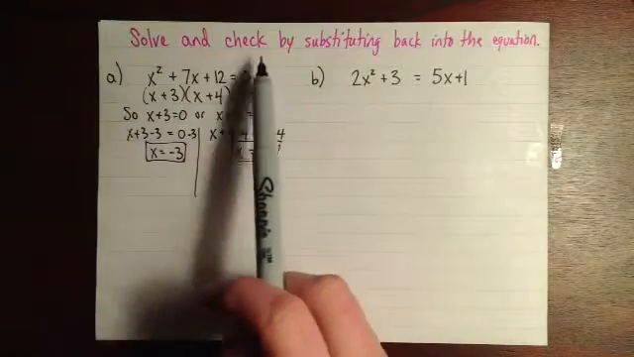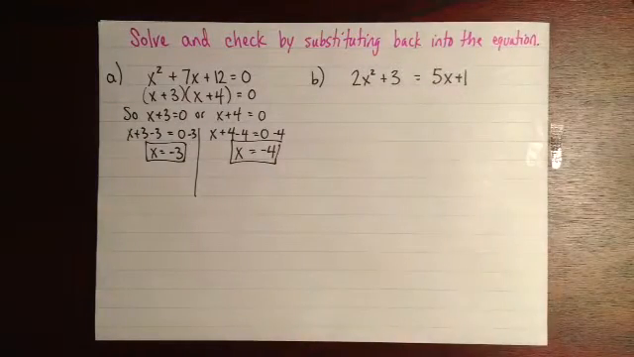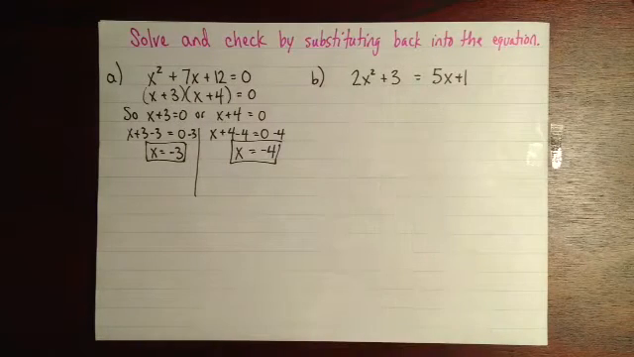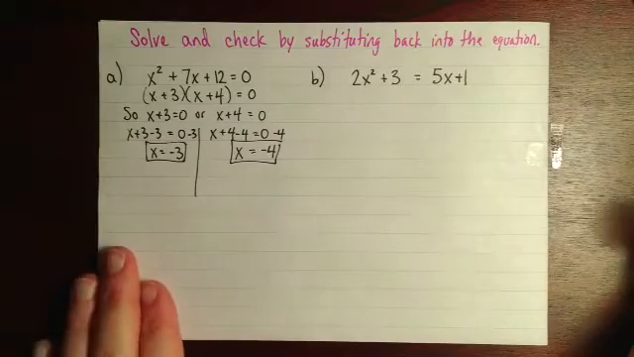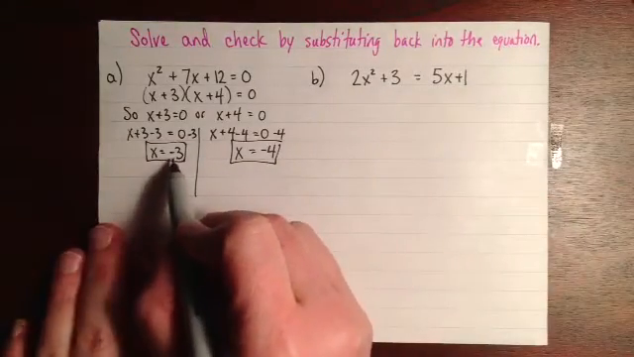Now the question asked me to check by substituting back into the equation. So that's one way to check. If I didn't specify a way that I wanted you to check, you could check by solving this graphically on your calculator. That would be a pretty quick method. So I'll check that x equals negative 3.